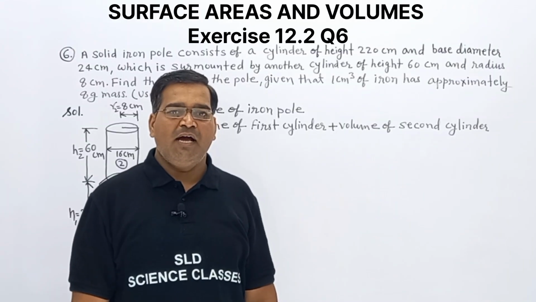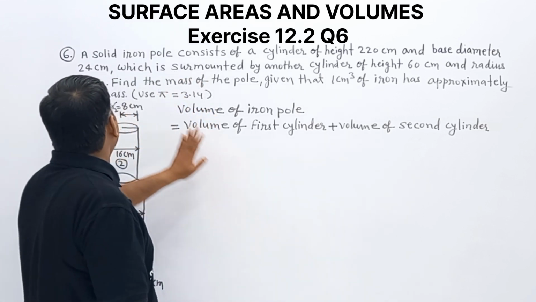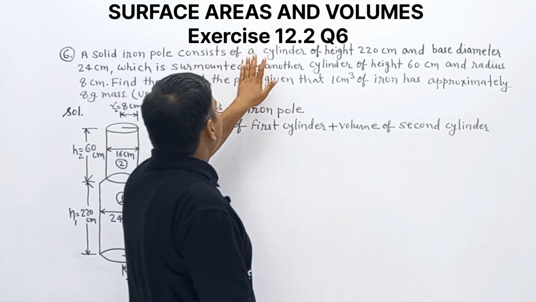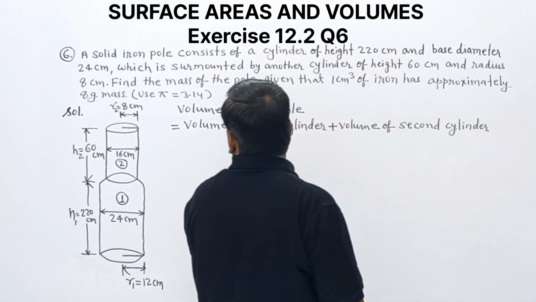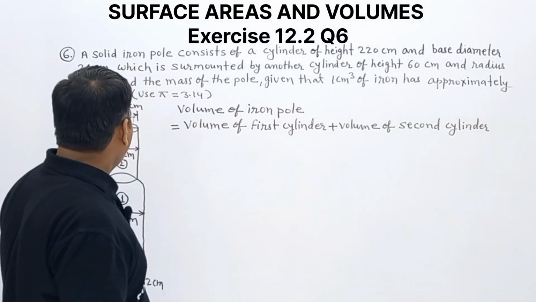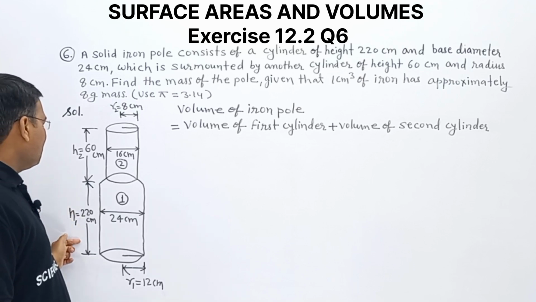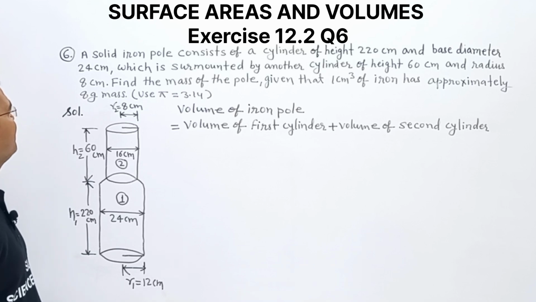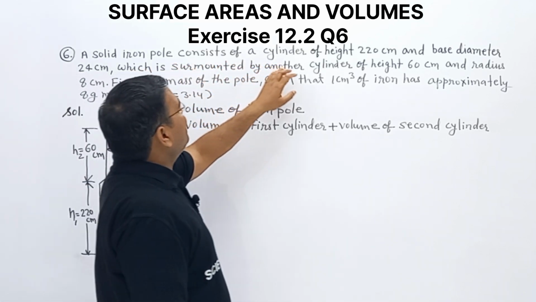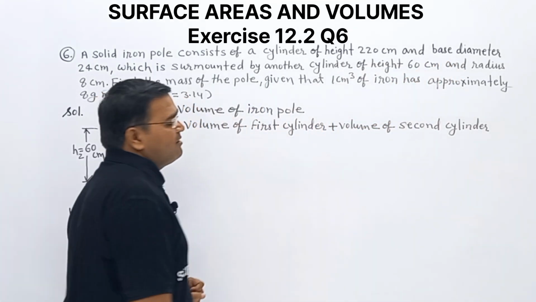In this class, we are going to discuss question number 6, exercise 12.2, surface area and volume. Observe this question. A solid iron pole consists of a cylinder of height 220 centimeter and base diameter 24 centimeter. Which is surmounted by another cylinder of height 60 centimeter and radius 8 centimeter.